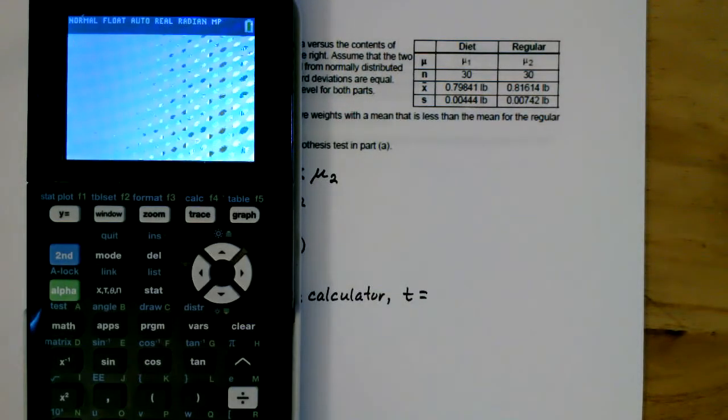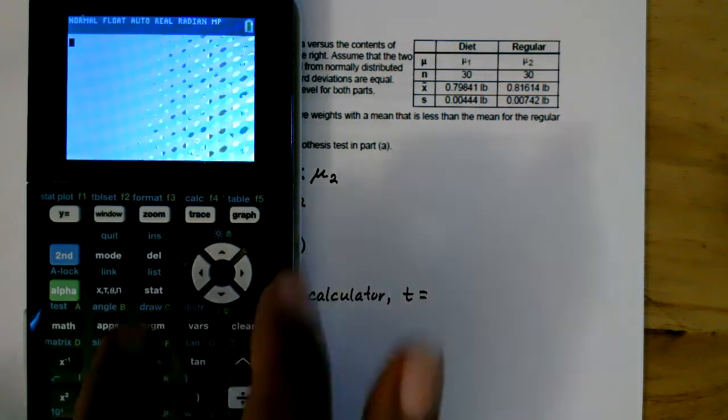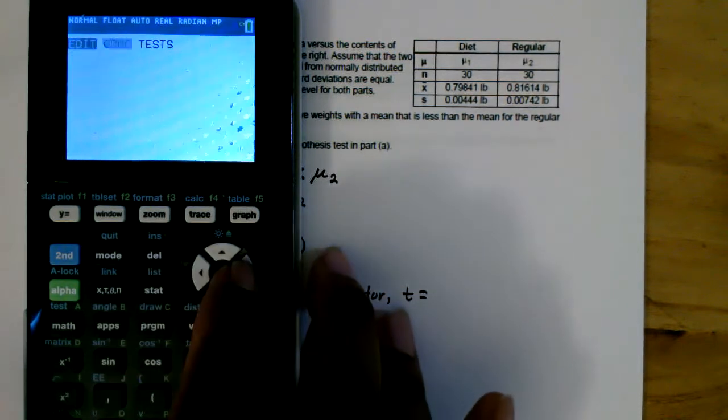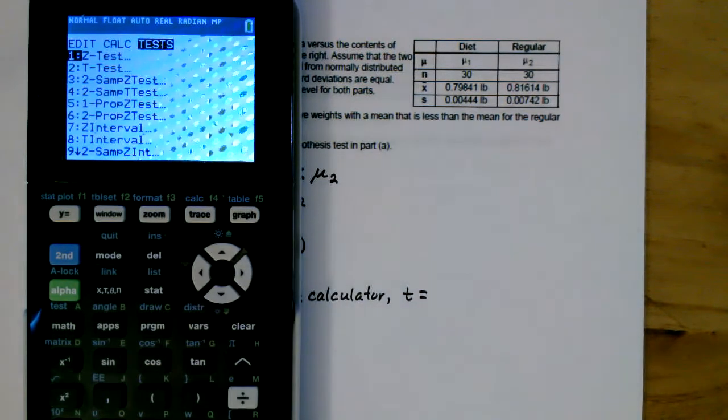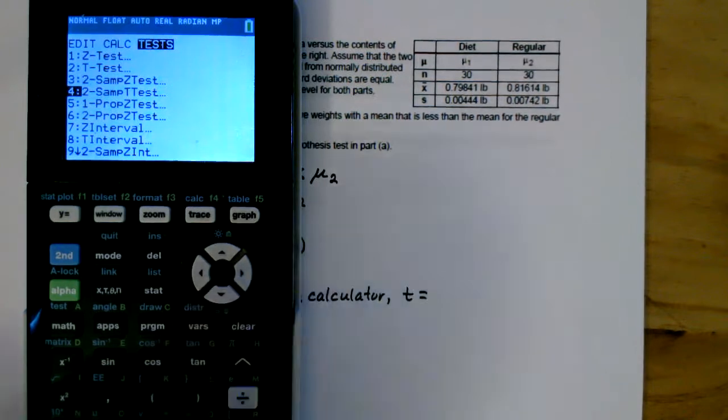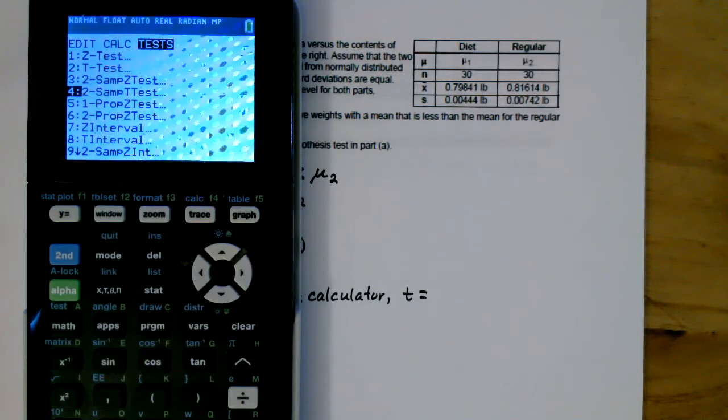Now, to find that t-test statistic, we're going to press the stat key, go over to test. And under test, we want to select the menu item that says 2-SampTTest, because we're dealing with 2 samples and we're conducting a t-test. And then press enter.